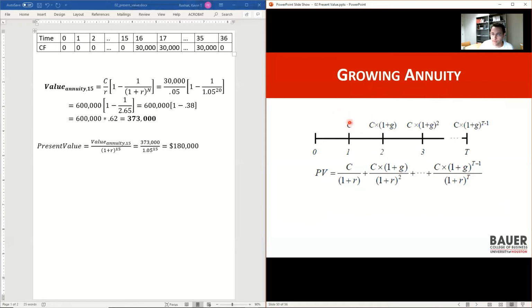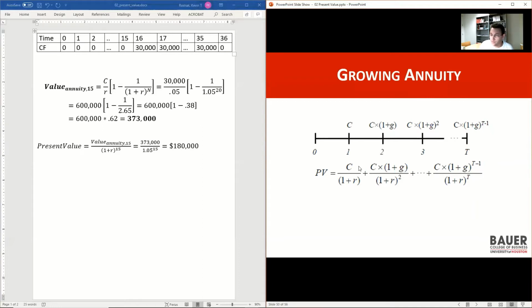So you start with some payment C, that increases by G% at time 2. You increase it further, G% to time 3. So now it's grown G% twice to get to time 3, etc. You grow it every period until time capital T. It's an annuity, so it has an end date. It ends at time capital T, and then nothing happens after that.